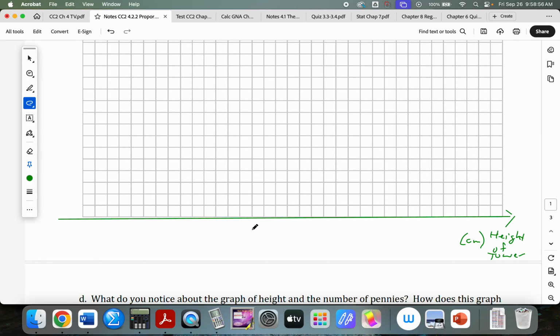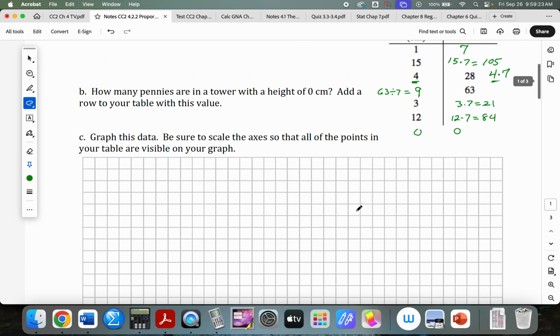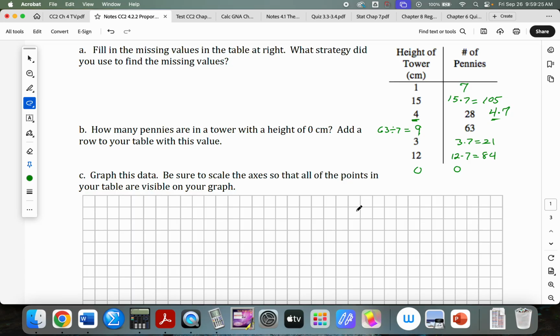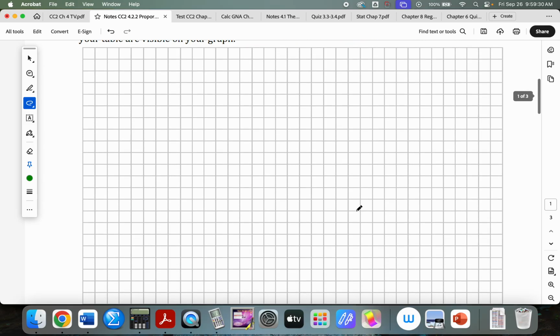Well, I can just count by ones, can't I? It's too much of a pain to put every single one of them on there. So what I'll typically do is something like this, so that you don't have to put every single one of them on there. Now, the biggest number of pennies I have is what? 105.